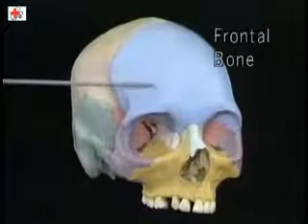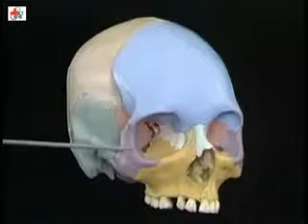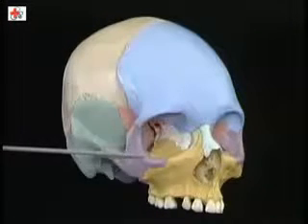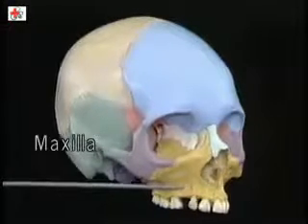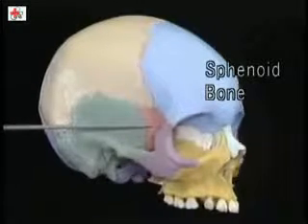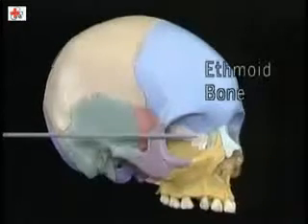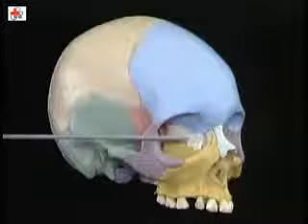Now that we've looked at the shape of the facial skeleton and the parts of the cranium that it's attached to, let's look at the individual facial bones and see how each of them contributes to the features that we've seen. We'll look at the 5 largest facial bones first. They're the frontal and zygomatic bones, the maxilla, the sphenoid bone, and the ethmoid bone.